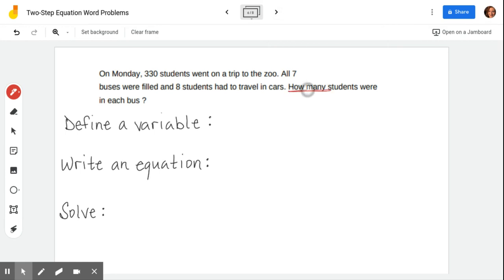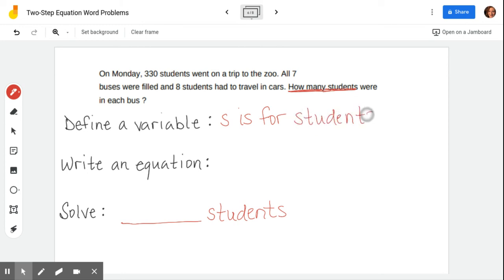So here's my clue right there. How many? Finish that question. How many students? I'm trying to find how many students. So for my label, I'm finding the amount or the number of students. And now that I know what my label is, I can define my variable. I'm going to use S, or again, if you want to use a generic X, that's fine. And I'm going to say S represents, or let's write it this way this time. S is for the students. I can be a little more specific. I'm going to say in a bus. S is for the students in a bus.